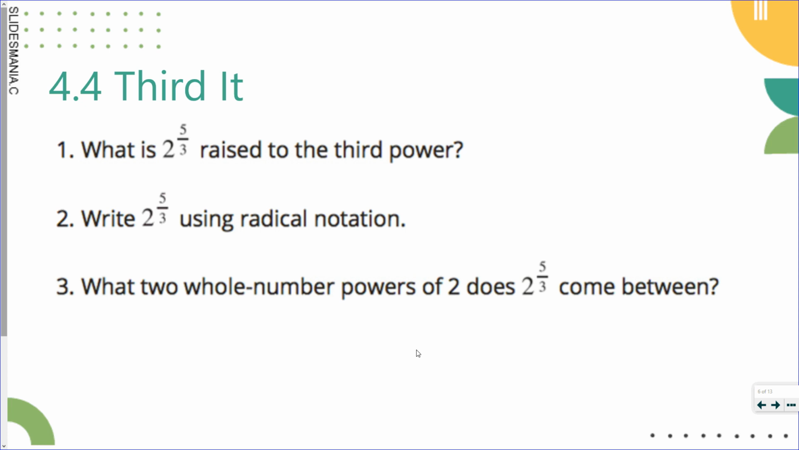All right. What is 2 to the 5 thirds raised to the third power? Ooh, 2 to the 5 thirds to the third power. What's going to happen here? What's 5 thirds times 3? Well, the threes are just going to cancel out, division by 3 multiplied by 3. And you're just going to be left with 2 to the fifth, or 32.